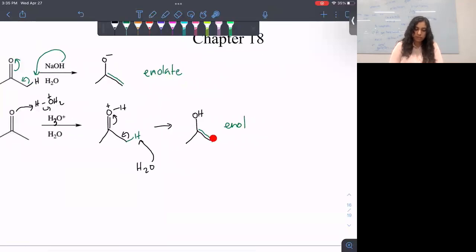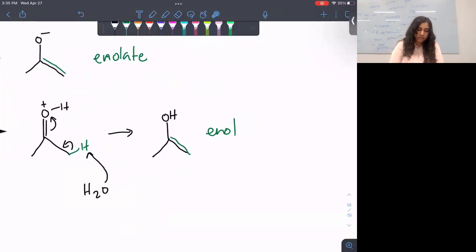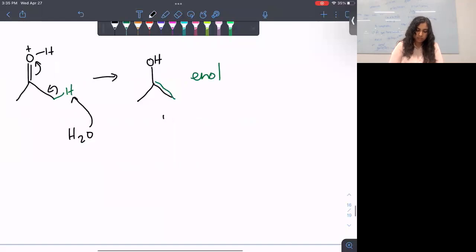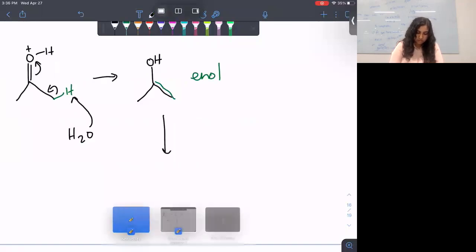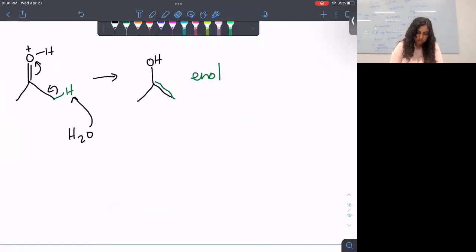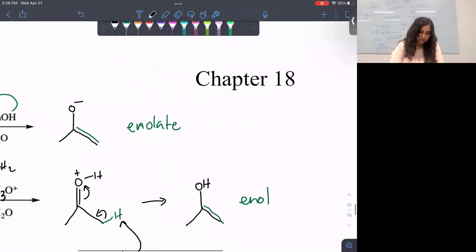But now that you have this double bond, this double bond can also be represented like this. Actually, let me do it with the base catalyzed. This can also be represented by this as a resonance form. So we can bring the electrons from this lone pair down and then this pi bond onto the carbon.